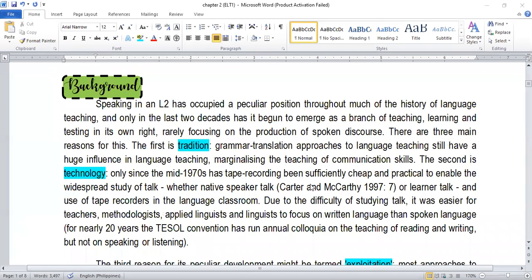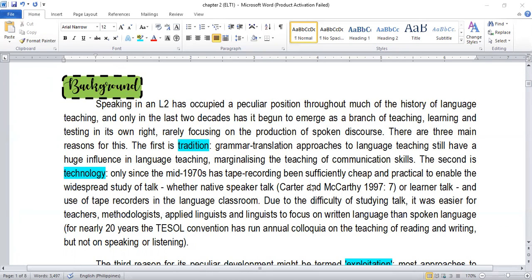Now, background tayo. Speaking in an L2 or a second language has occupied a peculiar position throughout much of the history of language teaching. And only in the last 2 decades has it begun to emerge as a branch of teaching, learning, and testing in its own right, rarely focusing on the production of spoken discourse.